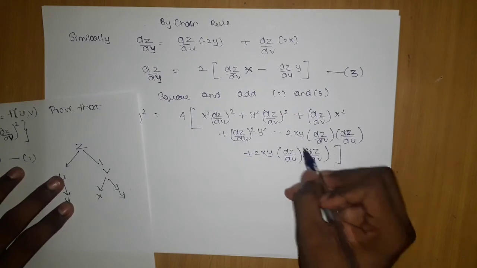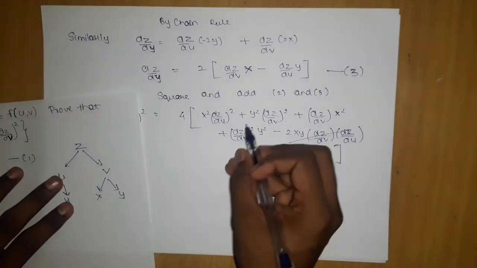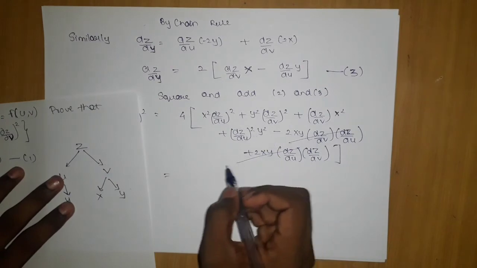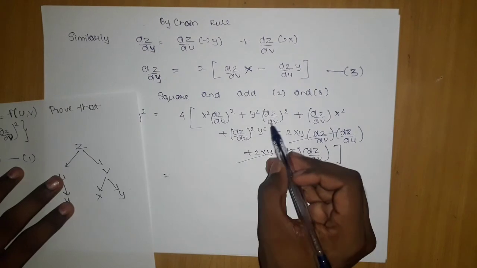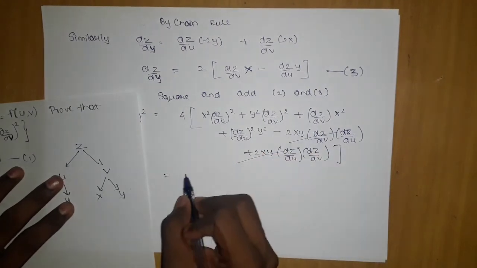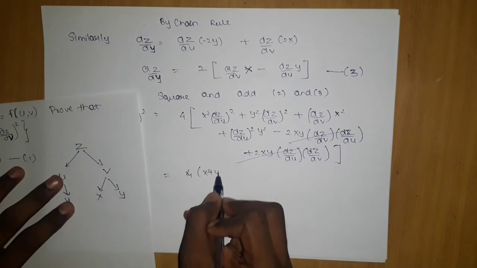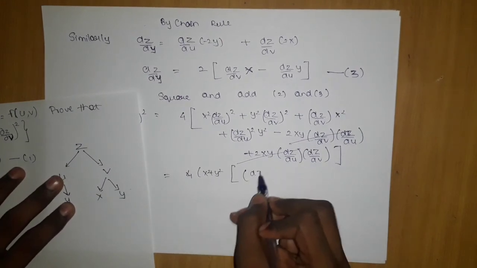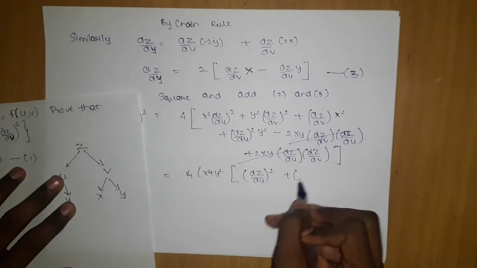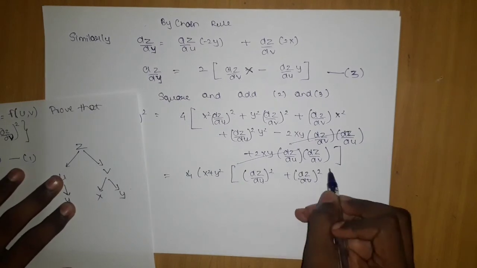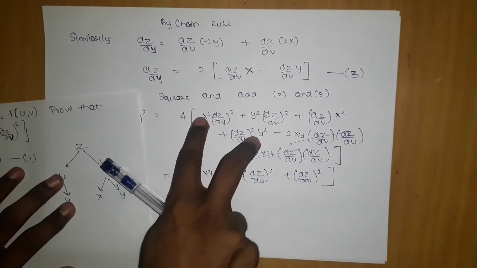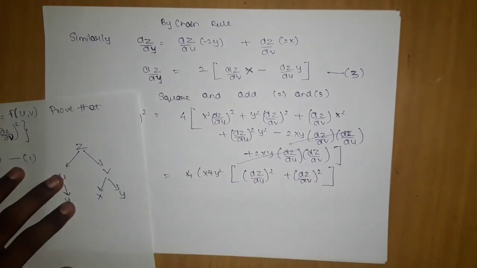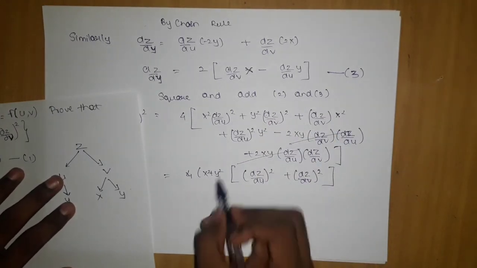If I do this, you can clearly make out this and this will cancel out. Finally, what am I left with? These terms are similar, so I am going to take 4 times (x square plus y square) outside. I am left with (∂z/∂u) whole square plus (∂z/∂v) whole square. Since this is a very simple step, I am not going to write it in steps. You can see the terms are similar, so x square plus y square will be common.